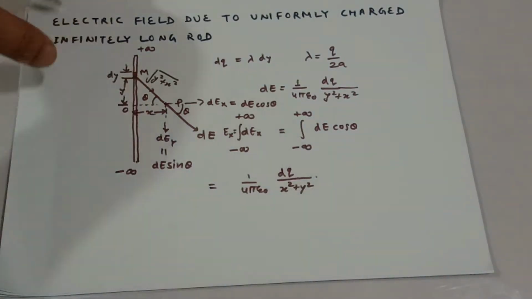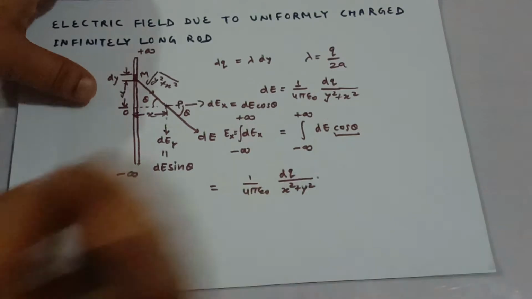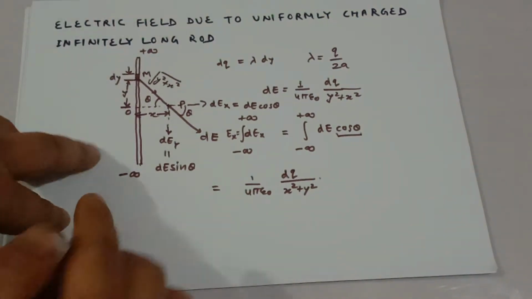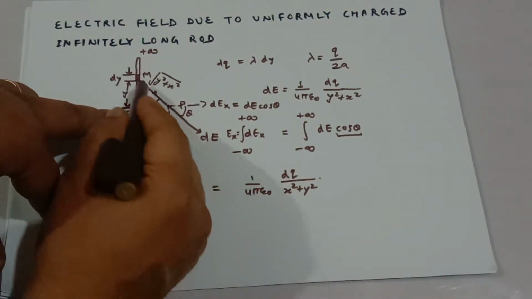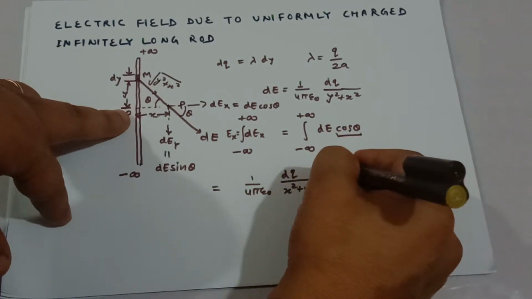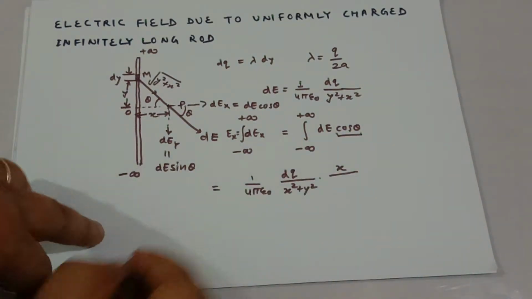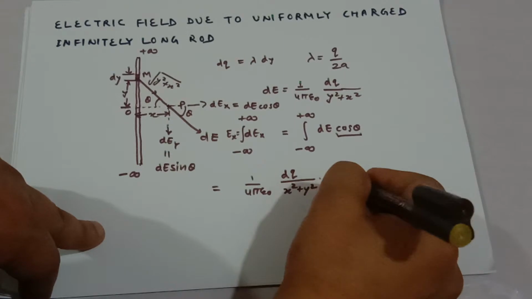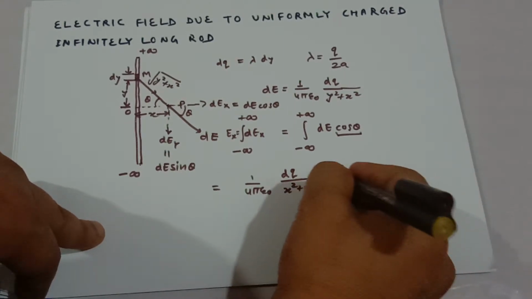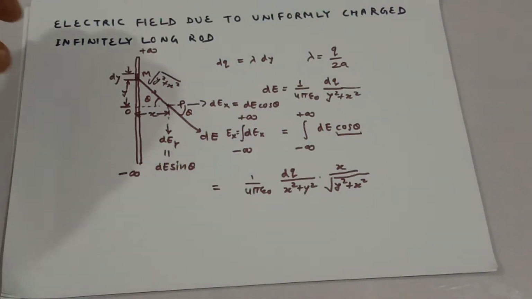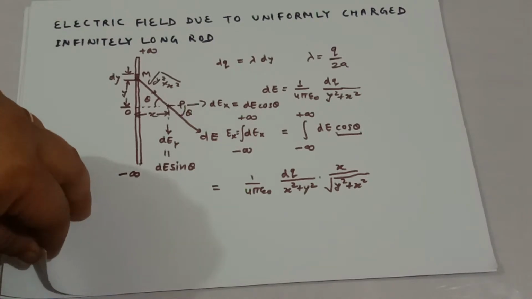We know that cos theta is base upon hypotenuse. When this is the theta, then base is x and hypotenuse is this, so you can write x divided by the square root of y square plus x square. That is very simple. Then we'll further calculate this one.